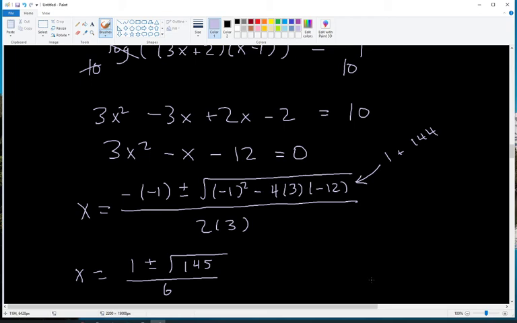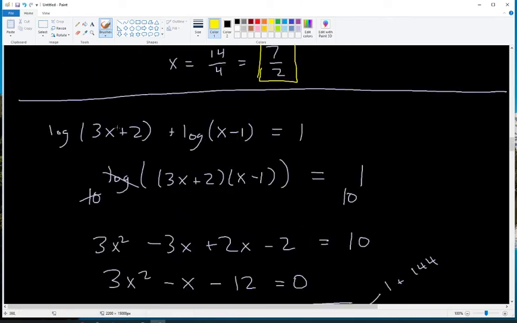Okay, so let's check these. I'm going to use my calculator to check this because when we plug those values in, it's going to be pretty annoying to check. So I'm going to plug 1 plus square root of 145, all that divided by 6, in for x there. This is kind of a messy thing. I guess let's do it real quick and see what we get.